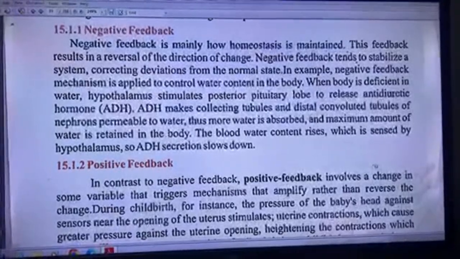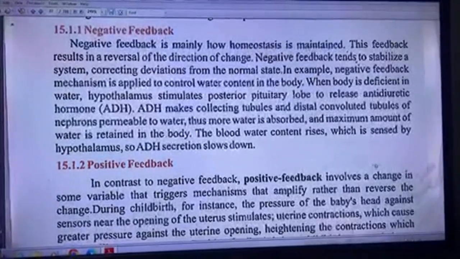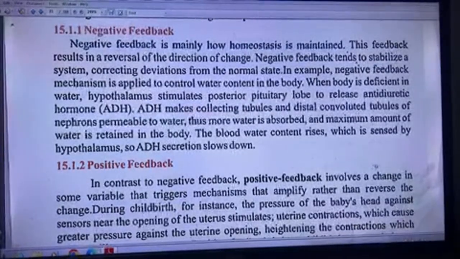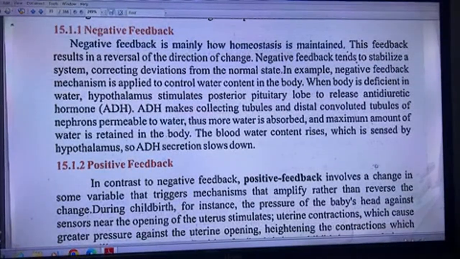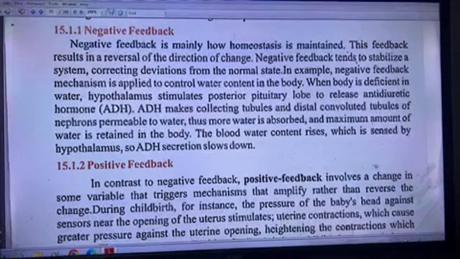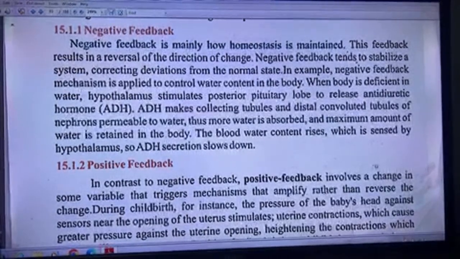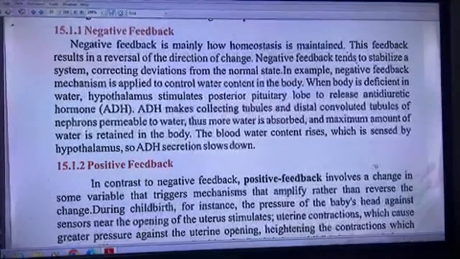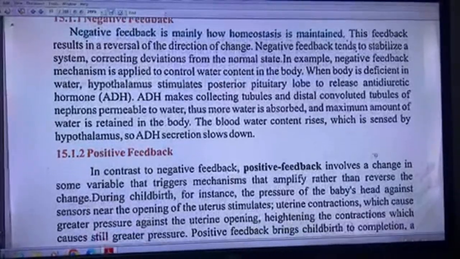ADH makes the collecting tubules and distal convoluted tubules of nephrons permeable to water, thus more water is absorbed and the maximum amount of water is retained in the body. The blood water content rises, which is sensed by the hypothalamus, so ADH secretion slows down.